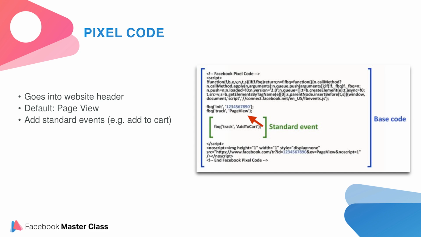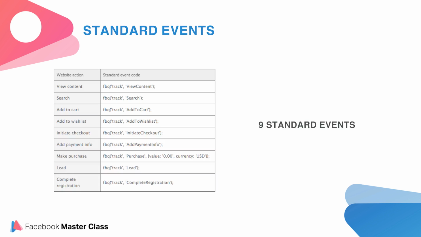Talking about standard events, at the moment there are 9 different standard events that you can create and assign. So we have the standard events: view content, search, add to cart, add to wish list, initiate checkout, add payment info, make purchase, lead, and complete registration. Again, the events that you select and that you implement depend 100% on the structure of the funnel.